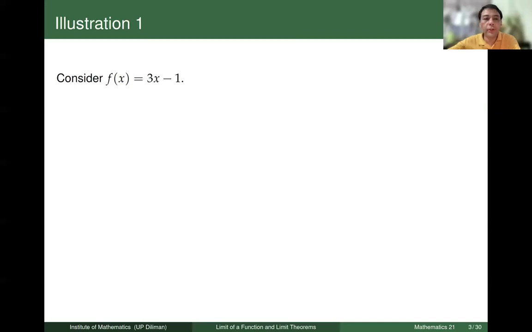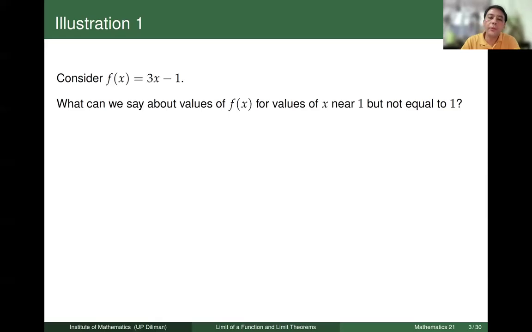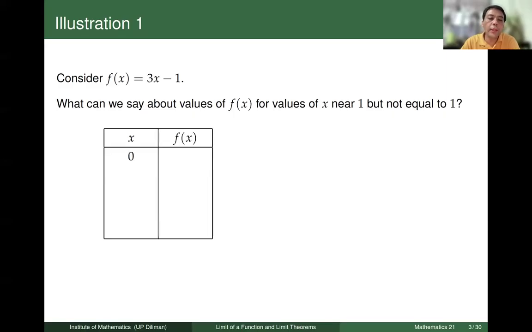So let's consider this illustration. We have f of x equals 3x minus 1. We can assign values to x near 1 and observe the behavior of f of x. Suppose we take values less than 1. If x is 0, f of 0 will be 3 times 0 minus 1, which is just negative 1. If x is 0.5, you get 3 times 0.5, which is 1.5, minus 1, is 0.5. If x is 0.9, you get 1.7, and so on.